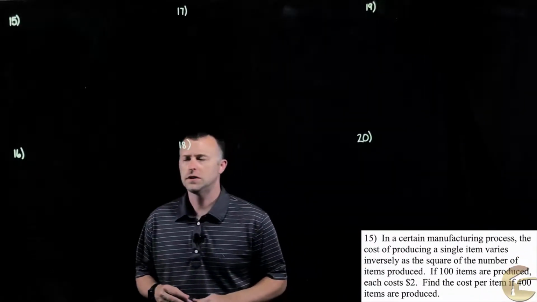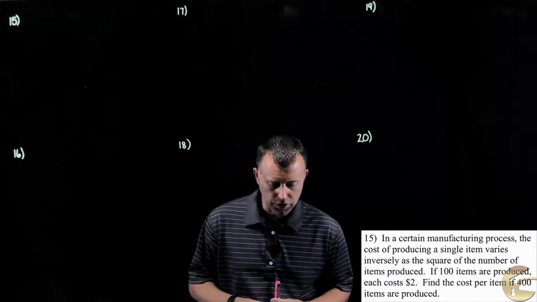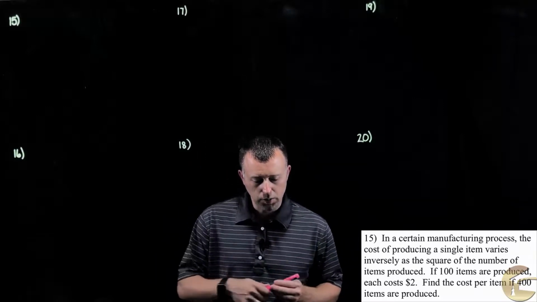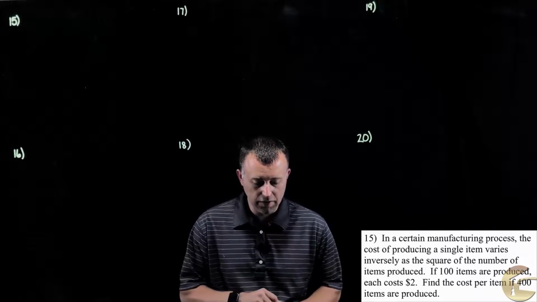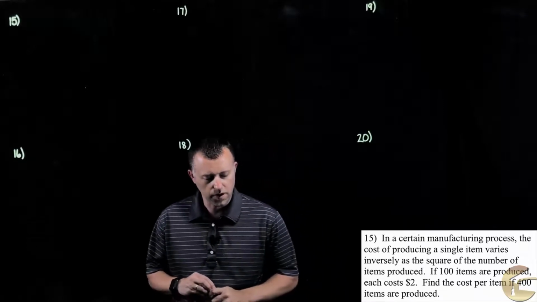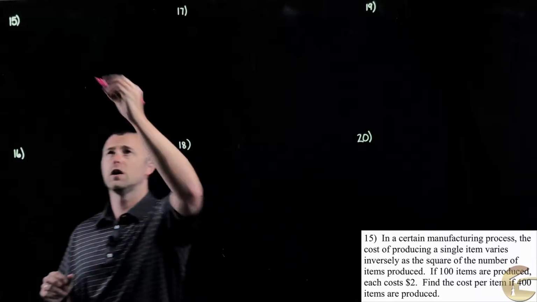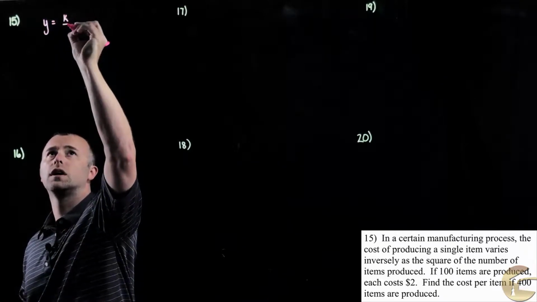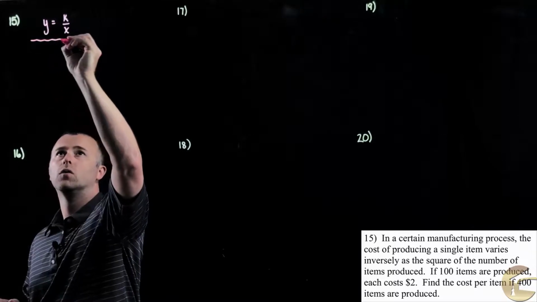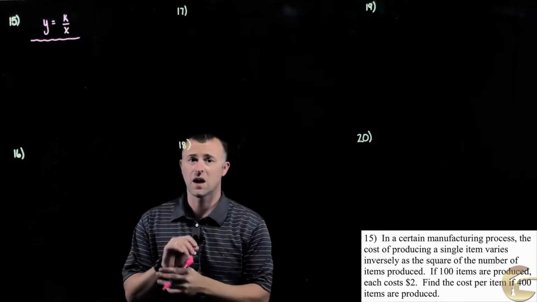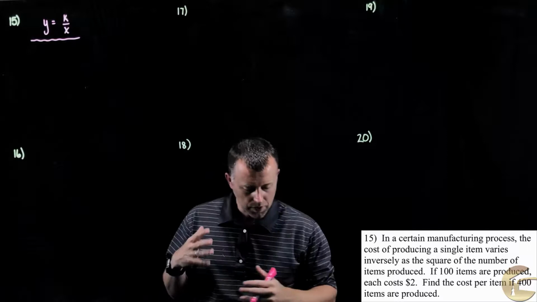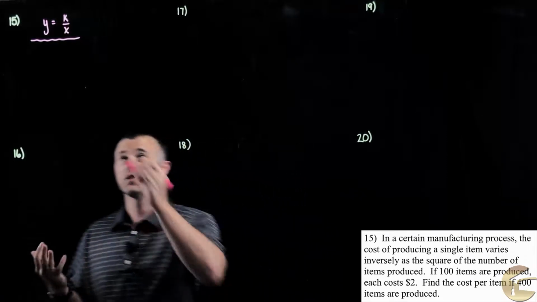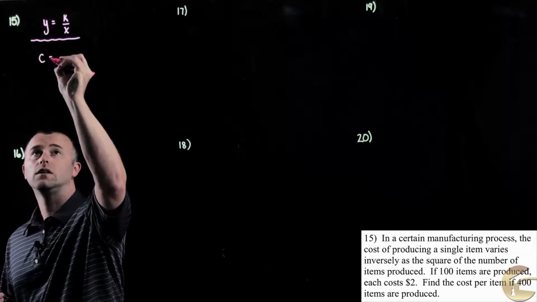All right, with number 15, we have another variation question. This one says, in a certain manufacturing process, the cost of producing a single item varies inversely now as the square of the number of items produced. So first off, an inverse variation equation, again, is going to look like this: y equals k over x. We'll change the variables on this one since it is an application problem. First off, we have the cost of producing something. So I'm going to say the cost, so C equals.